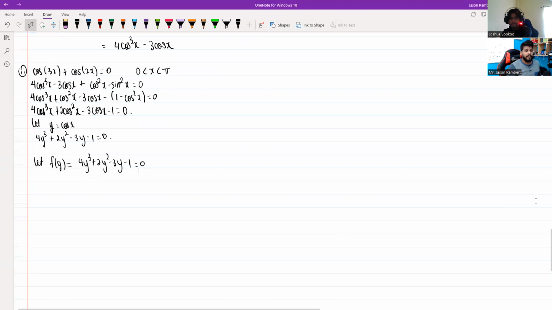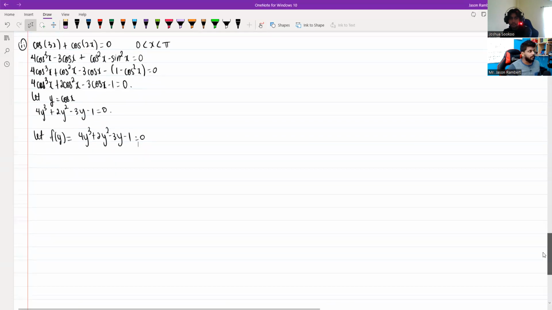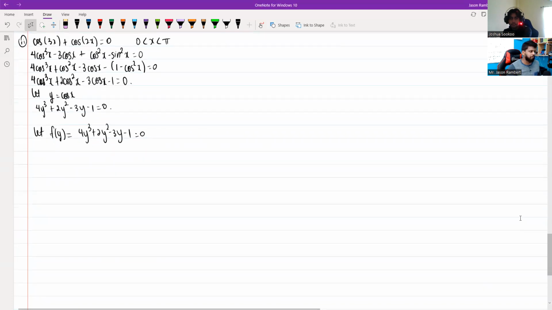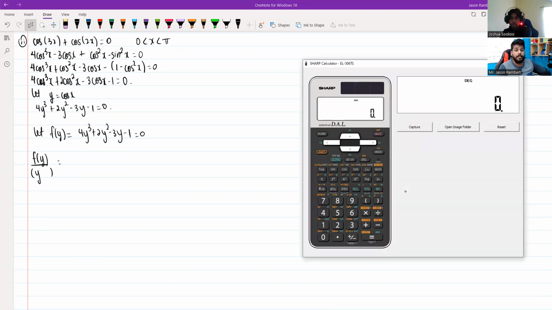And we have the remainder theorem in a trig question. Well, I'll go and check. f of y divided by y plus or minus something. I'm trying to get a 0. And this is where the cheating comes into play. I'm going to check when y is 1. I'll have 4 plus 2 minus 3 minus 1. I get 2. So y minus 1 is not a factor.